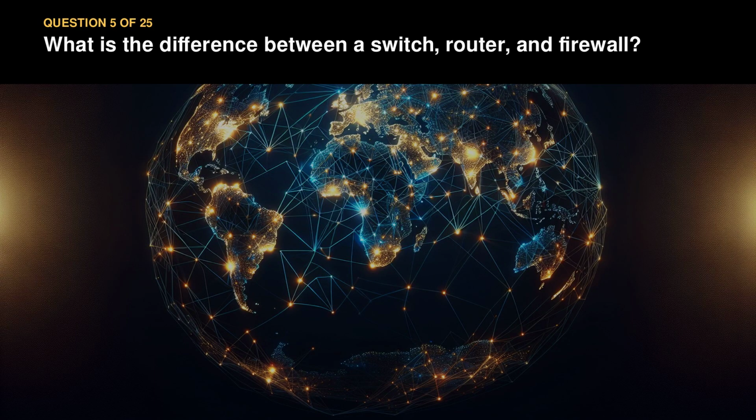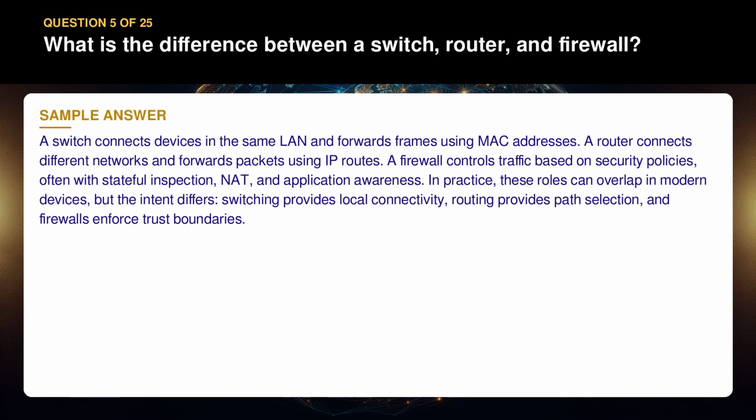Question 5. What is the difference between a switch, router, and firewall? A switch connects devices in the same LAN and forwards frames using MAC addresses. A router connects different networks and forwards packets using IP routes. A firewall controls traffic based on security policies, often with stateful inspection, NAT, and application awareness.